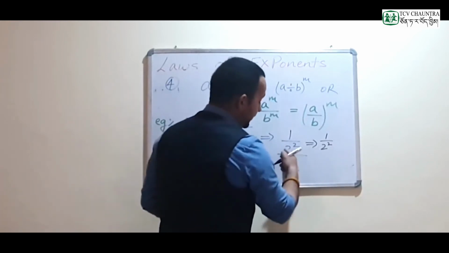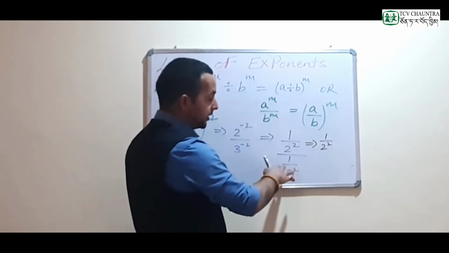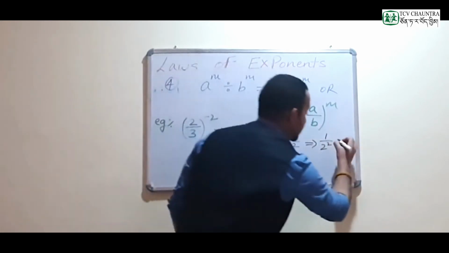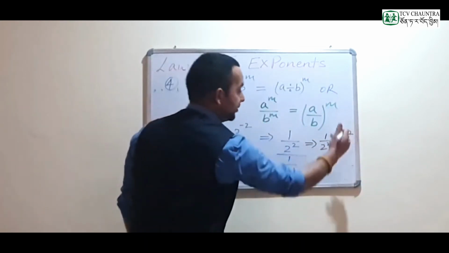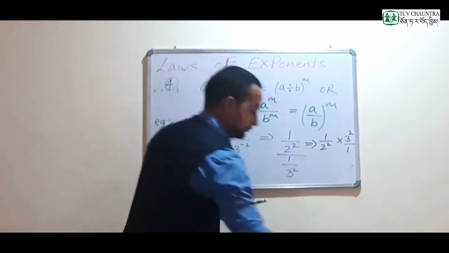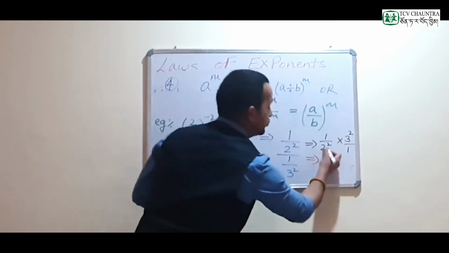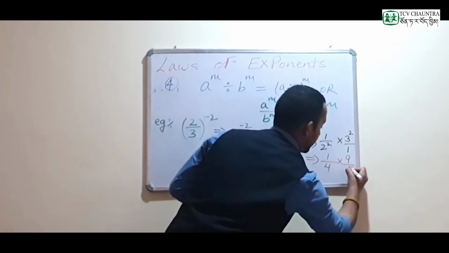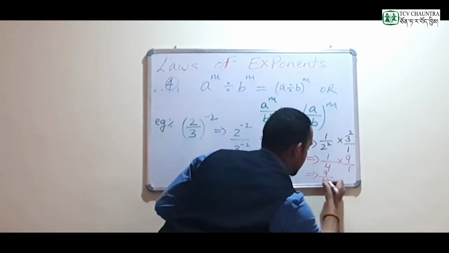And when it moves from denominator to the numerator, its operation will be changed. So we will take the reciprocal of this number. So 3 square will become like this and 1 will come here. 1 upon 2 square, that is 1 upon 4, multiply 3 square, that is 9 upon 1, and our answer is 9 upon 4.